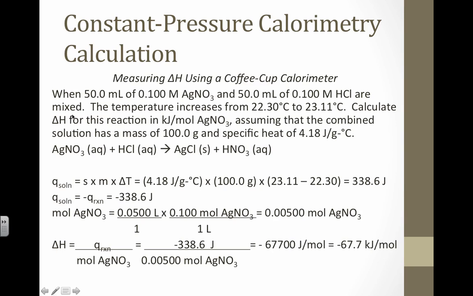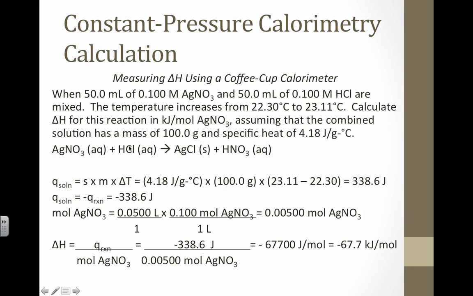Now remember, when we mix these together, the new volume is going to be 100 milliliters, right? And as we mix these things together, the temperature of the water solution increases from 22.3 degrees Celsius to 23.11 degrees Celsius. We want to calculate the change in enthalpy in this reaction, and we're going to assume that the solution has a mass of 100 grams, based on the density of water, and then the specific heat is going to be equal to that of water itself. Okay, so a lot of assumptions that we're making here.